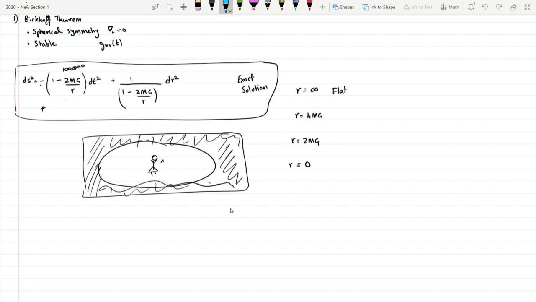Now, this minus term in the denominator wins over the 1. And you now get a minus in your space coefficient.